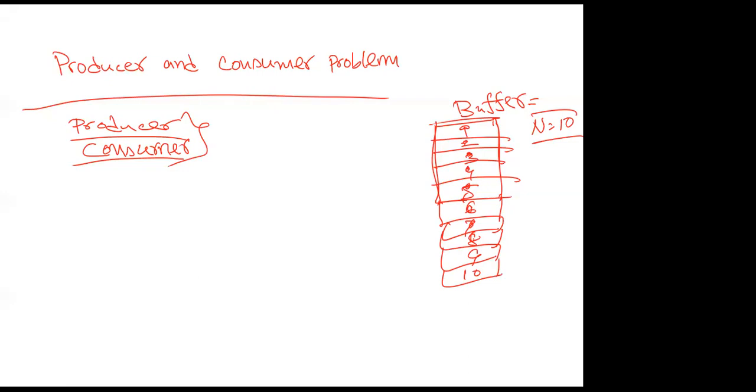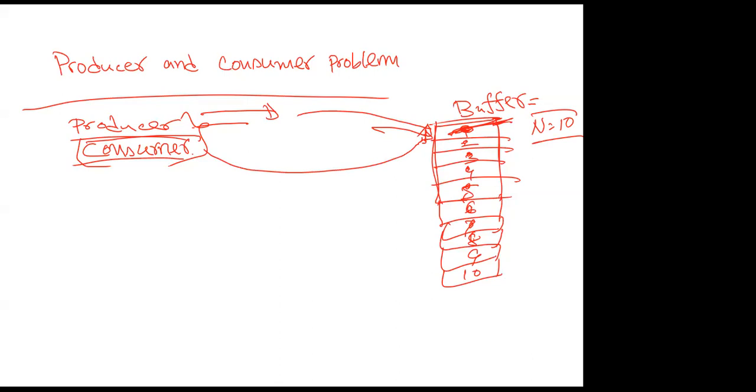When you run this producer process, the producer process will generate a number and insert it into a slot of this buffer, let's say from the first slot, the beginning slot. And when you run a consumer process, it will remove a number from the buffer. The producer process generates a number and it's inserted into the buffer. When you run this consumer process, it just removes a number from this buffer. This is how producer-consumer works.